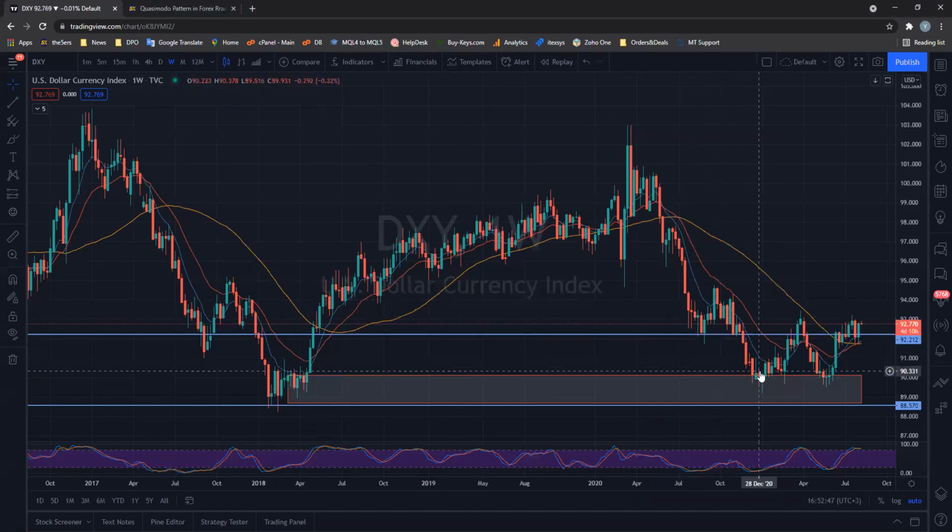Okay, and on the weekly chart, from this demand zone, we have a potential double bottom. Why potential? Because in order for the double bottom to confirm, we need to see a close above the middle of the W pattern, around 93 to 93.50. So I want to see the Dixie, the dollar index, closing above this area, and then the potential move is all the way up to 96.50.